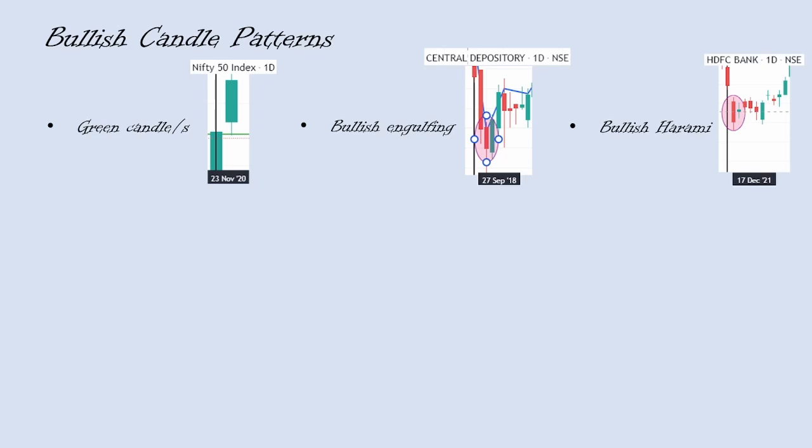Okay, based on many indicators, not just one indicator, and mainly based on volumes. So if this bullish harami happens with very low volumes, we don't trust it. Okay, so going back to analyze this, we'll go back to HDFC Bank and on 17 December 2021.